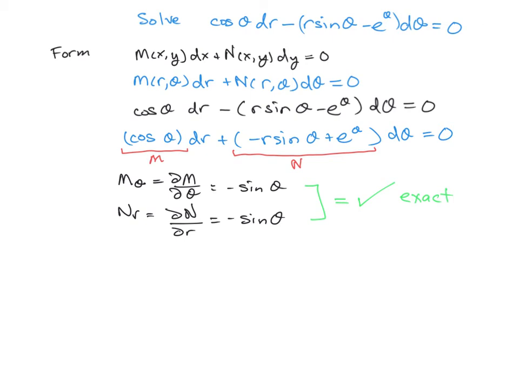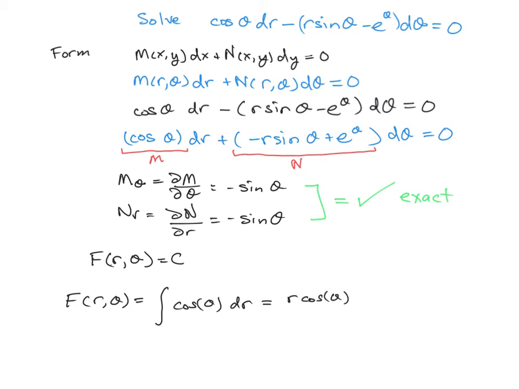So to recap, we now want to build a function, capital F of r comma theta equal to c, that makes the above partial derivative conditions true. So to find the F, we're going to go ahead and take the first coefficient and integrate it with respect to r. So that's going to be the cosine of theta integrated with respect to r. And that's really easy because that's just a constant. So we're going to get r times the cosine of theta plus some unknown function g of theta.